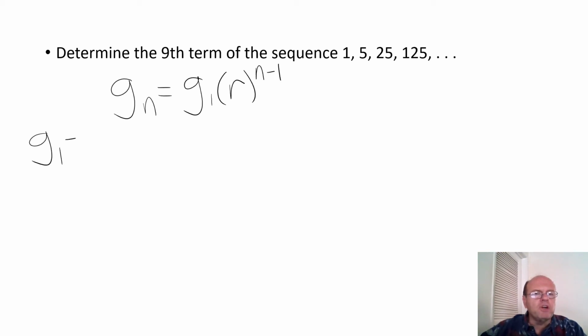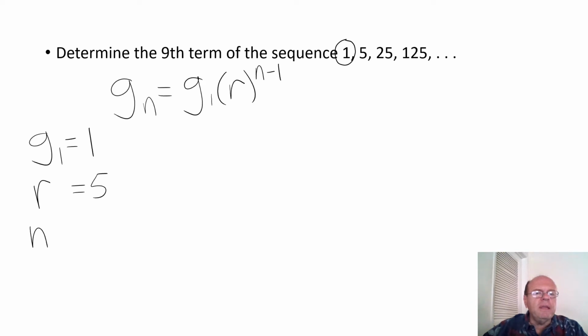That is our first term. So looking at this sequence, our first term is 1. So g sub 1 is equal to 1. We also need to find out what our r is, our common ratio. To find the common ratio, the easy way is to take the second number, divide by the first number. And that's the number we're going to be multiplying each previous term by to get the next one. So our r is equal to 5.